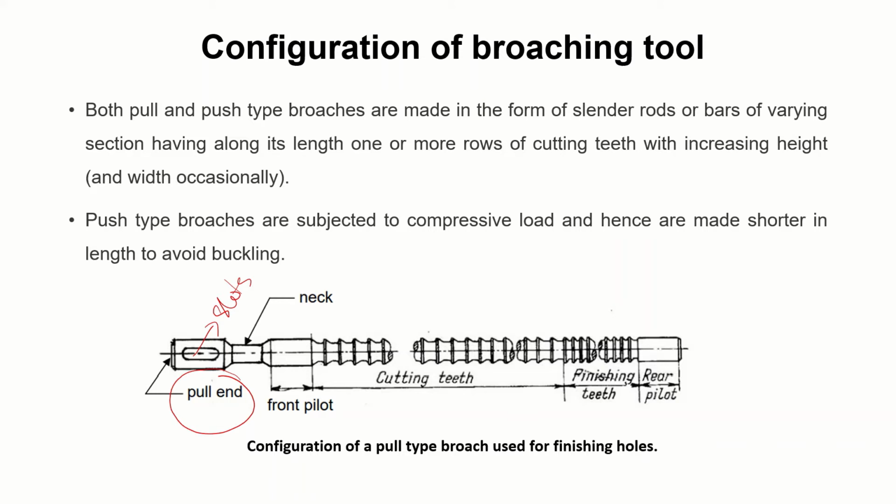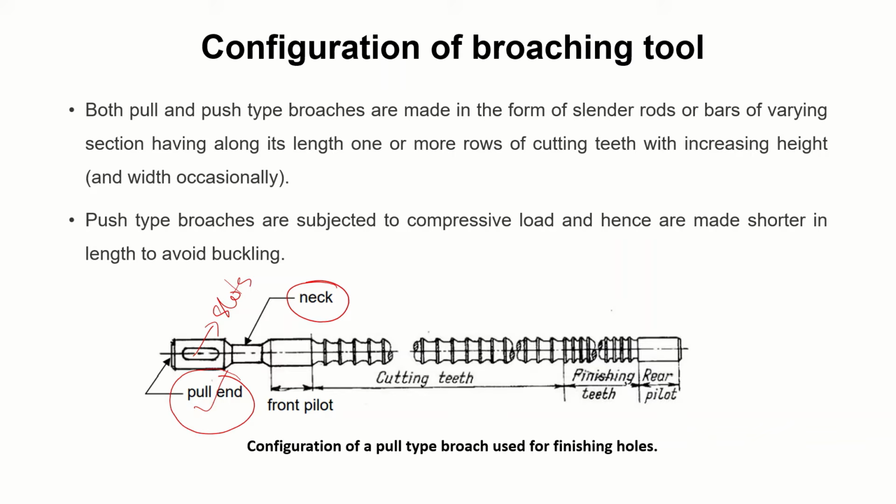And immediately after the pull end, there will be a portion where the diameter is reduced, that is called neck. Just like from our head, when we move down, we have a neck, right, where the diameter is reduced. Similarly, here also, after the pull end a neck is provided, and the purpose of the neck is to hold or guide the tool properly in the fixture. Definitely we are connecting one end of the tool to the machine with the help of pull end, and the neck will guide the tool properly in that particular arrangement.